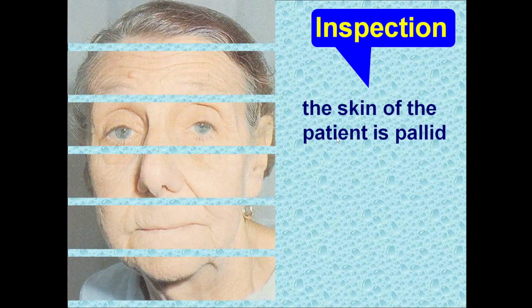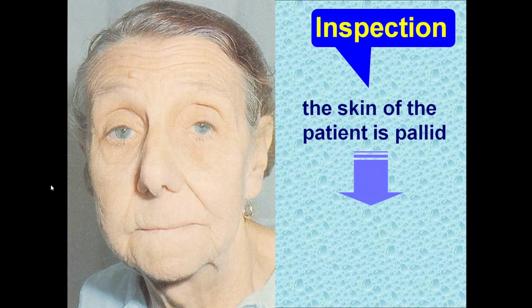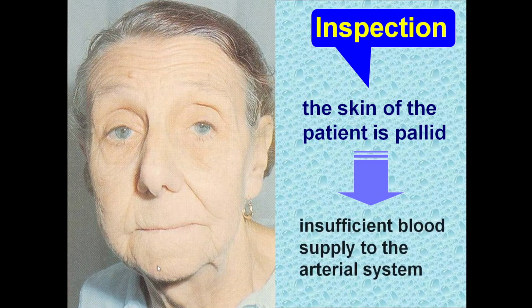On inspection, the skin of the patient will be pale due to insufficient blood supply. In clinical practice, we distinguish red heart defects, patients with mitral stenosis and mitral regurgitation. You remember facies mitralis, bluish red color of the cheeks. And white heart defects, aortic heart defects, when the skin of the patient becomes pale.